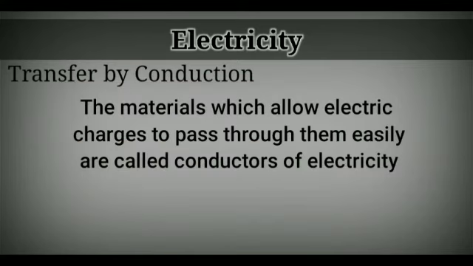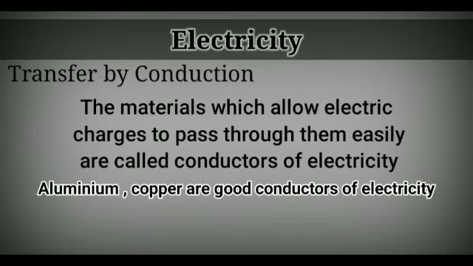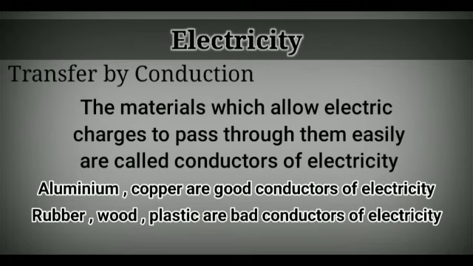The materials which allow electric charges to pass through them are called conductors. Here, aluminium and copper are good conductors of electricity, whereas the materials which do not allow electric charges to pass through them are called insulators. Example, rubber, wood and plastic.